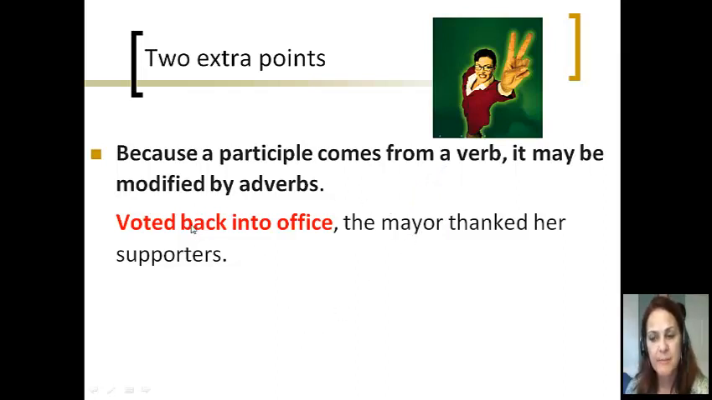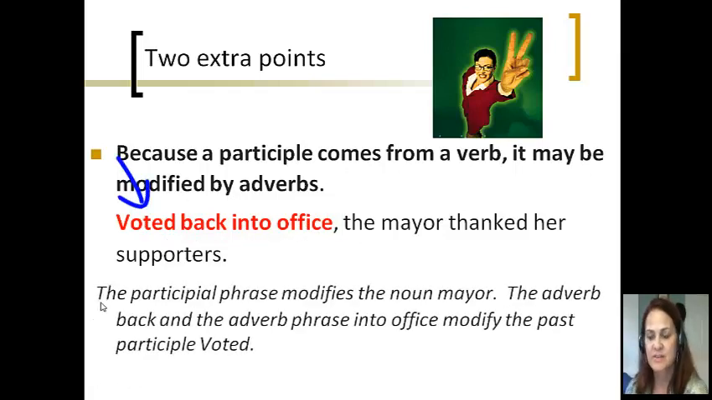But then we have back. She's voted back. So back is an adverb, and into office. So both of these, back and into office, modify voted. So let's look at this. The participial phrase modifies the noun mayor. So we have our phrase voted back into office, modifying mayor. The adverb back and the adverb into office both modify voted, the past participle. So it gets pretty confusing there, the different pieces and parts, but that's one thing that you just need to remember, that because a participle comes from a verb, it can be modified by adverbs.